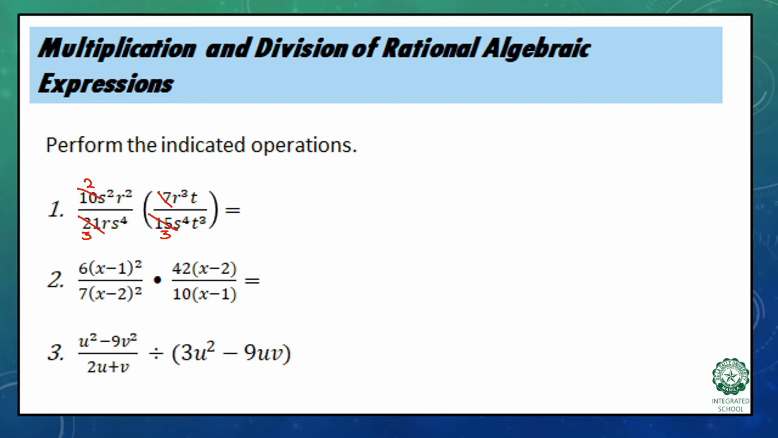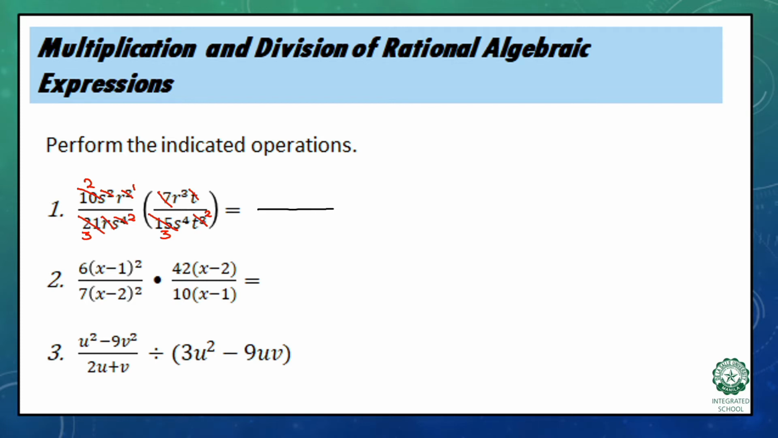Now for the variable s, we can cancel the s squared with s raised to 4, and then you still have s squared left. For the r, we can cancel r with the r squared, and you still have 1 r left. On the other side, we have t, cancel to t cubed, and you still have t squared left. Now after that, we can multiply the remaining terms in the given.